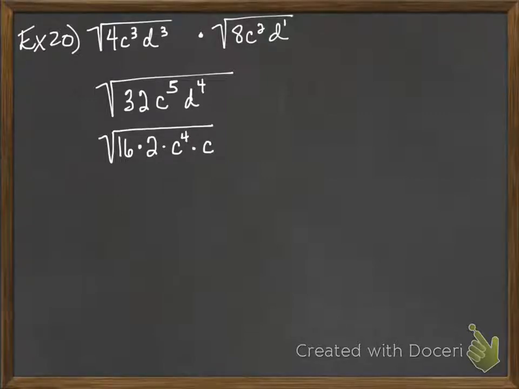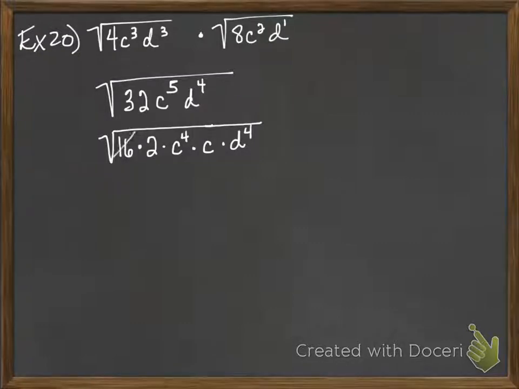d to the fourth is a perfect square because 4 is divisible by 2, so you just bring down your d to the fourth. Then 3 things are perfect squares. What are they? 16, c to the fourth, and d to the fourth.